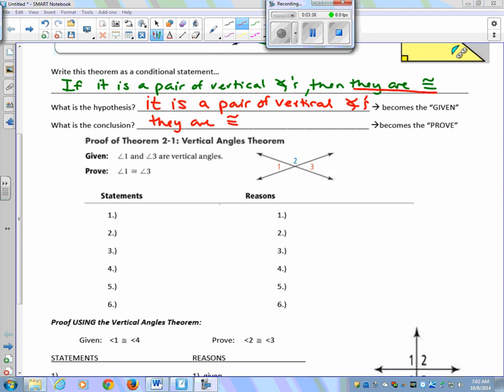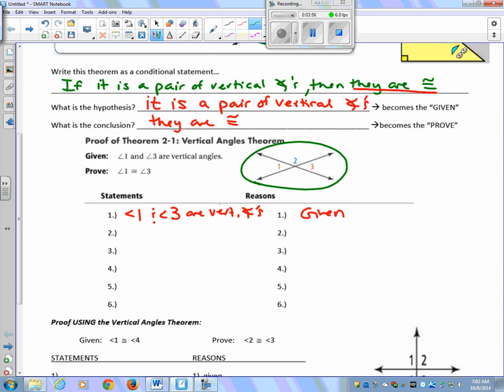Okay, so first we're going to state our given. Angle 1 and angle 3 are vertical angles. And that reason is just given. And then from there, not much we can say, so we're going to look at our diagram. When we run out of things to say in a proof, it's really a good idea to look at our diagram and see if there's anything in there that we can relate to.